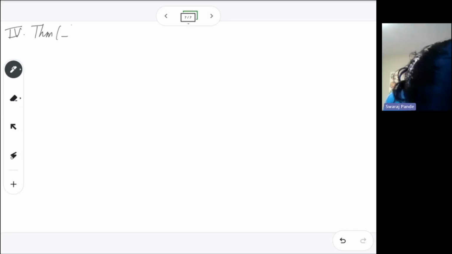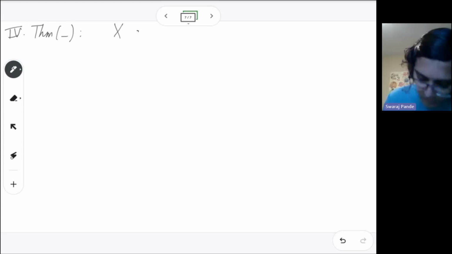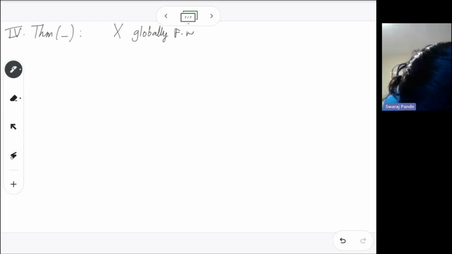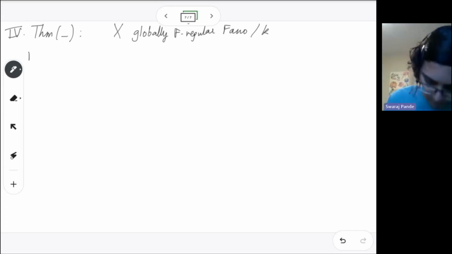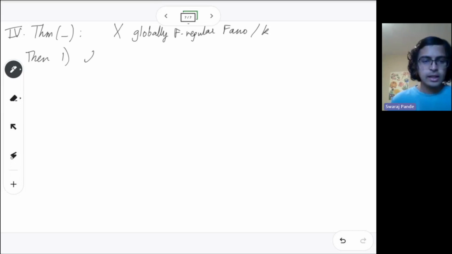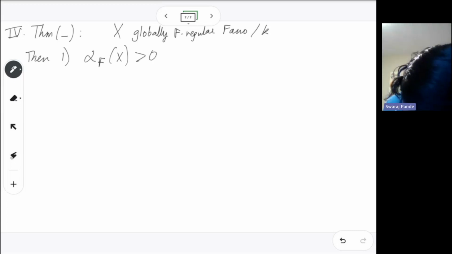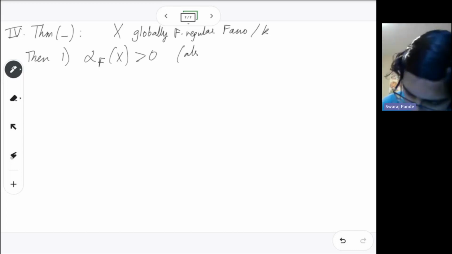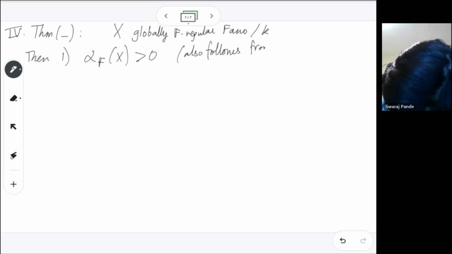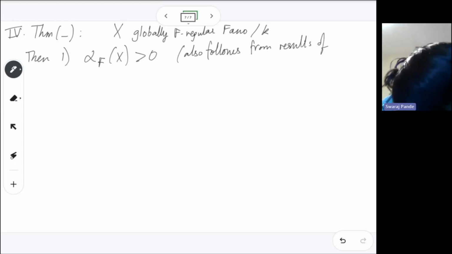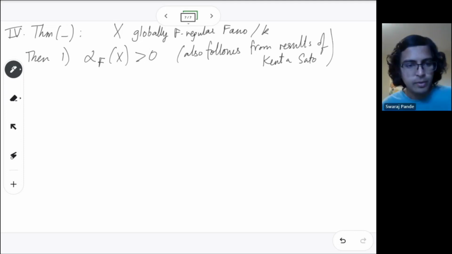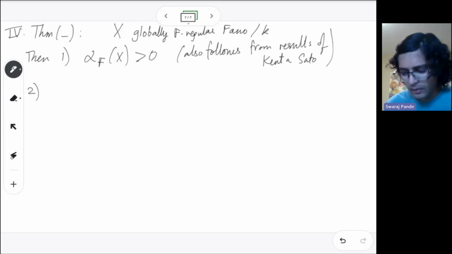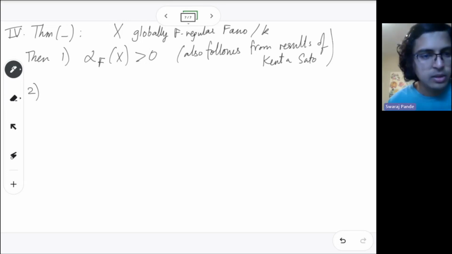So I'm on slide 7 now. If X is a globally F regular Fano, the first part is that the Frobenius alpha invariant is actually positive. This is again not clear. This also follows from results of Kenta Sato, but we give a different proof and some more precise inequalities which make it positive.